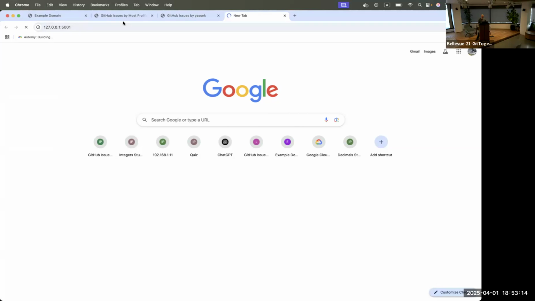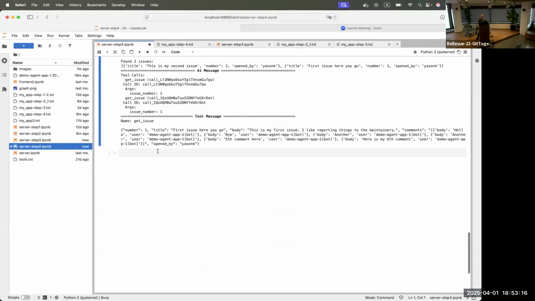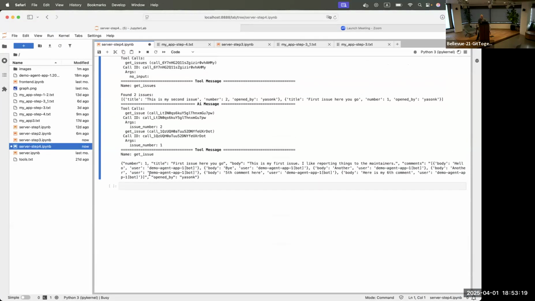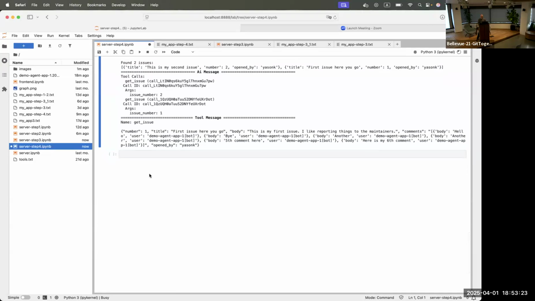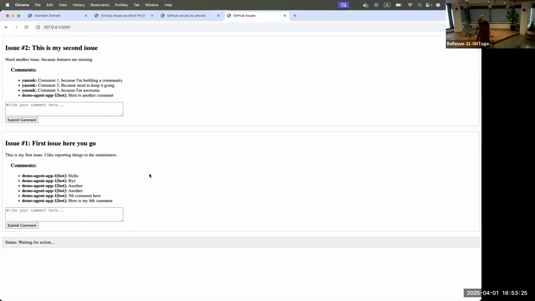All right, so it's doing the same steps, but since the HTML is more complicated, it's gonna take a little while longer. And it could also error out, but it didn't this time.